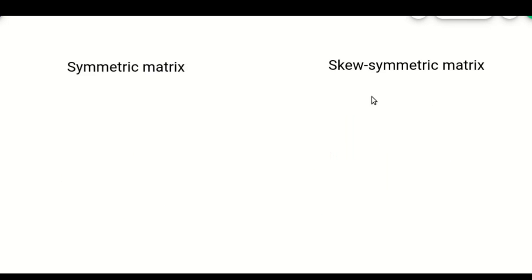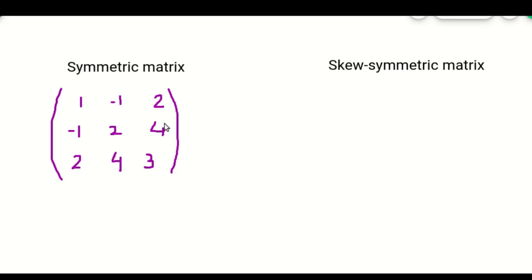Now, based on symmetry, we have two types: symmetric matrix and skew-symmetric matrix. In a symmetric matrix, we have the diagonal elements, and if I have this element, then I will have the same element on the other side. Similarly, you can see this element and this element are the same, and these two elements are the same. So this is a symmetric matrix. If you take a mirror image of this matrix along the diagonal, then both images are the same. Such a matrix is called a symmetric matrix.